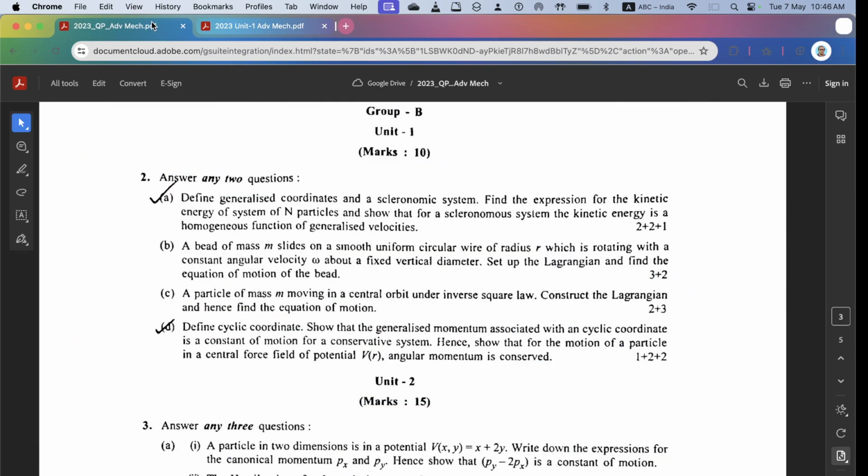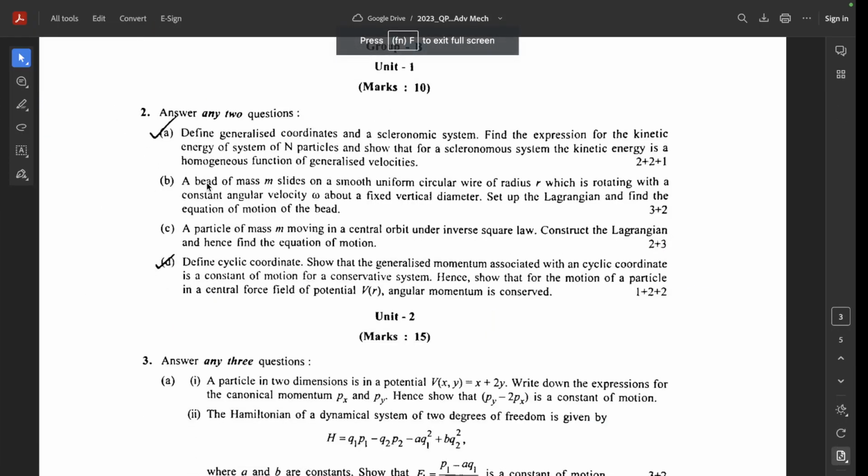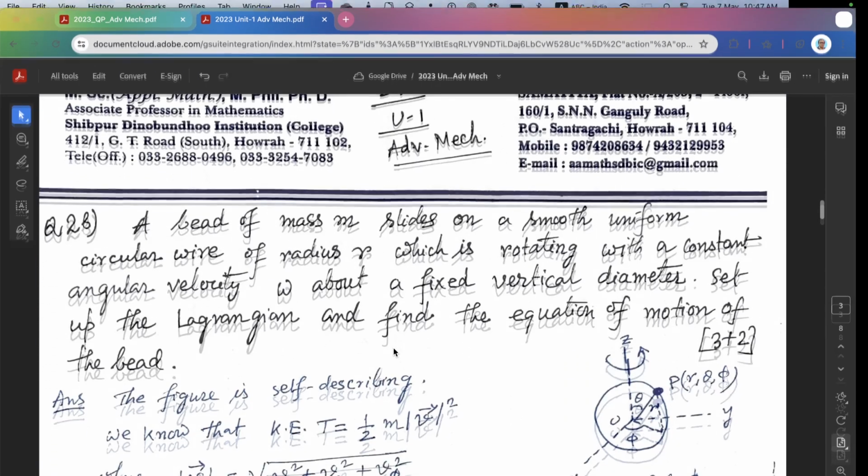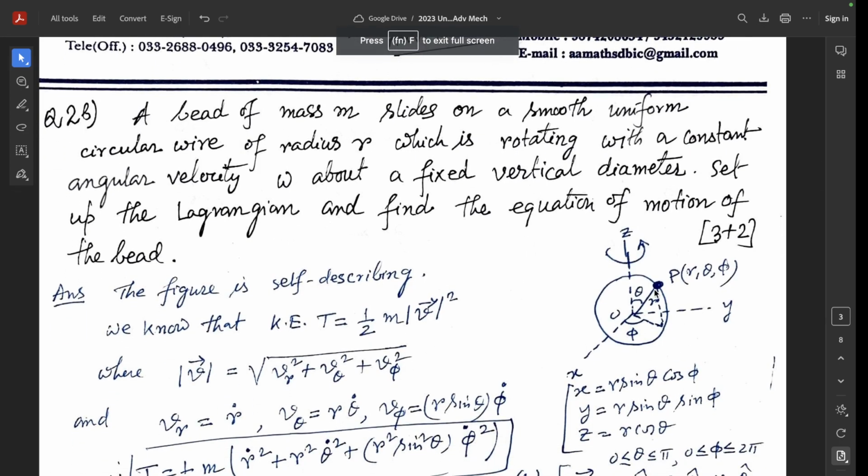Next question, 2b. A bead of mass m slides on a smooth uniform circular wire of radius r, which is rotating with a constant angular velocity omega about a fixed vertical diameter. Set up the Lagrangian and find the equation of motion of the bead. This is the figure. No figure, no marks, so you must draw this figure.